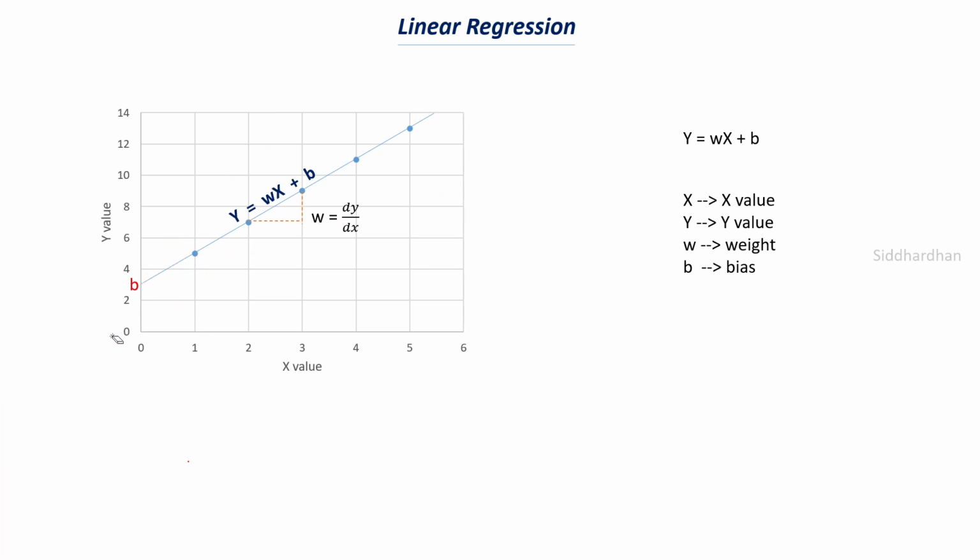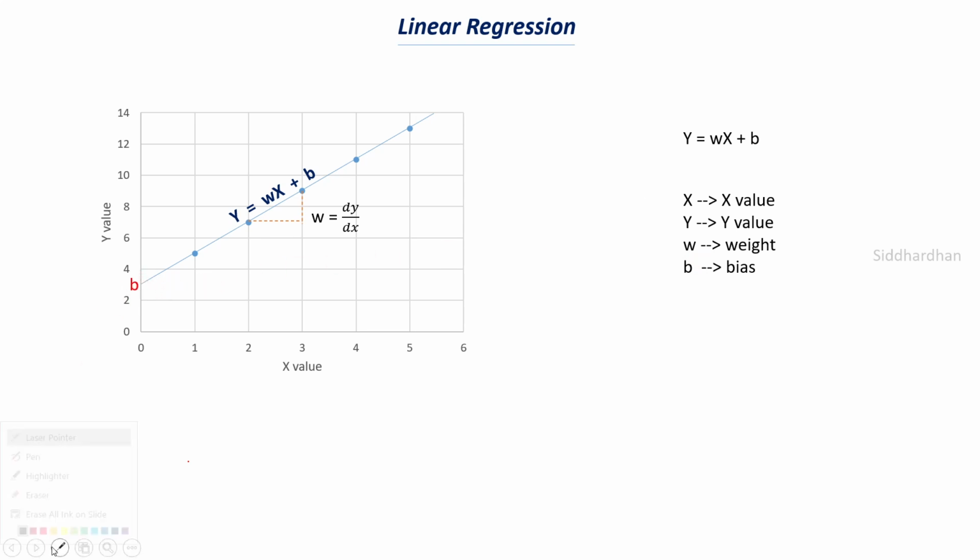Whenever you change the slope of the line, your orientation changes, but you cannot change the position of this particular point. Here the line starts from 3, and no matter how you change your slope, the position of this particular line won't change. It will start from this point, exactly 3. If you want to change this particular intercept value, you need to change the value of c, right? That is why we have this bias.